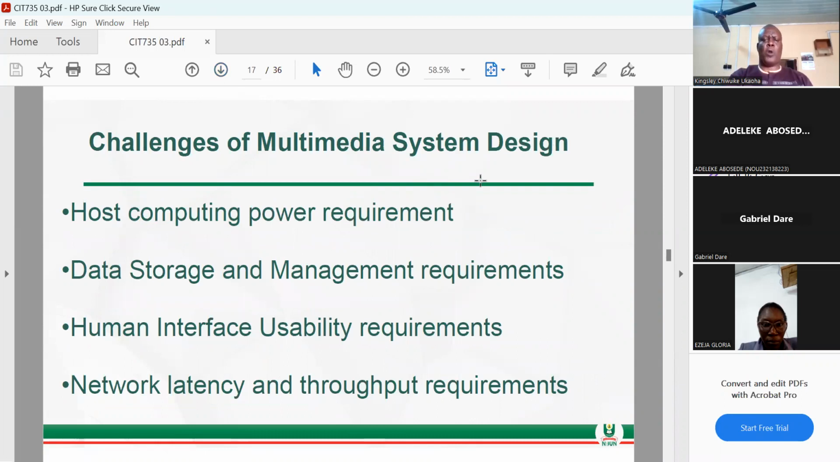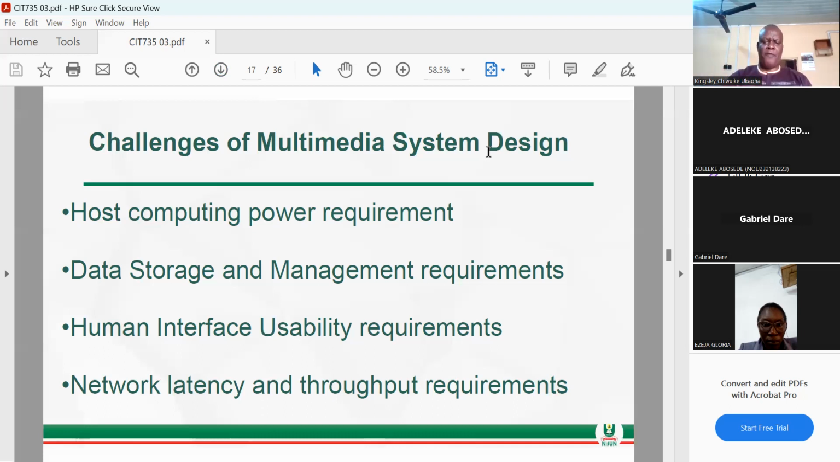Then you also have host computer power requirements. The computer I'm using must be on. If there's power failure, it's difficult for me to transmit to you. Data storage and management requirement. Do I have enough space on my hard disk to store the video? And will I be able to manage this Zoom interaction between myself and yourself?